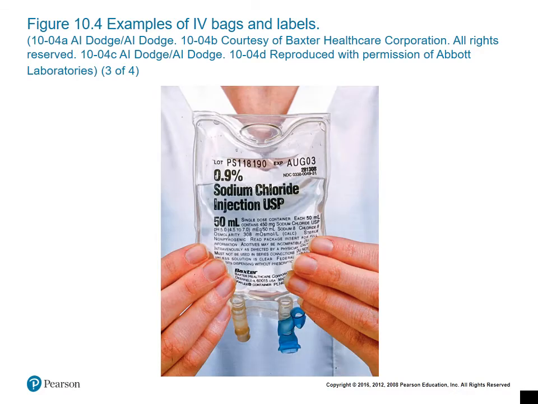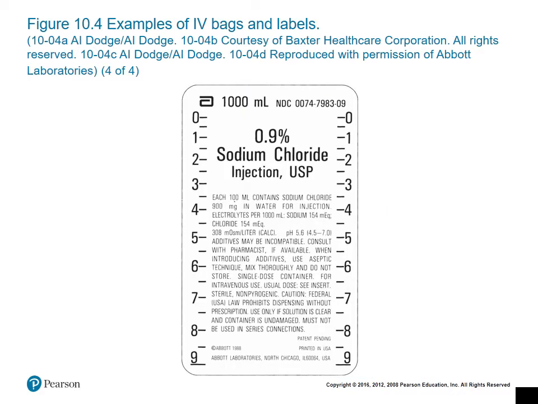Here's another example. This is the label for that one. So 0.9% sodium chloride, this is normal saline from what we looked at a few slides back. Each 100 milliliters contains 900 milligrams or 0.9 grams of sodium chloride in water for injection.